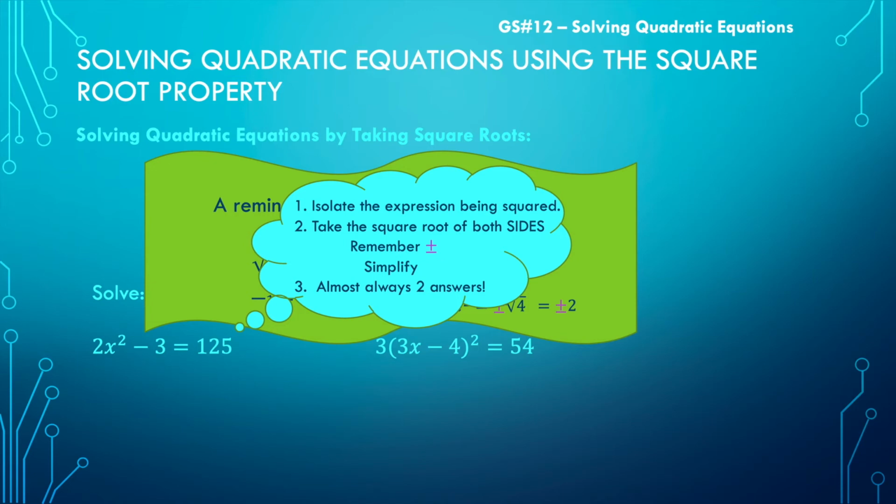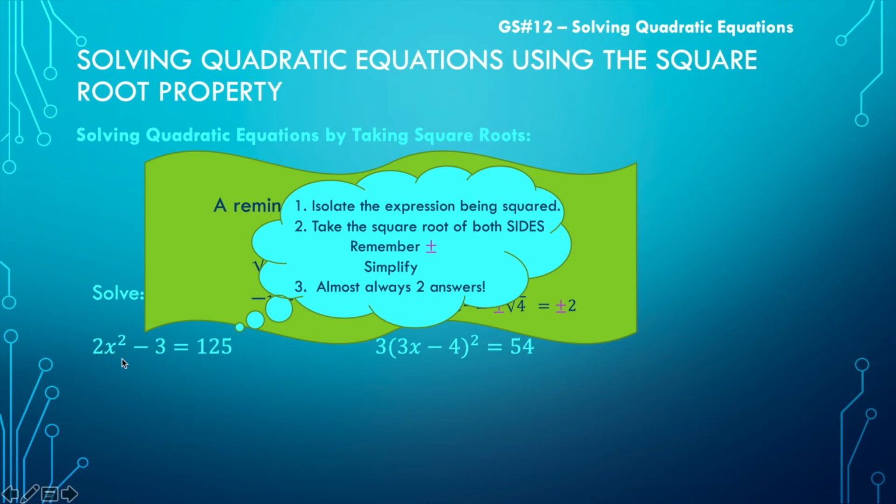Otherwise, we're going to end up with 2 answers. So let's work through these examples. Okay, so in this left-hand example, what is being squared? What is this squared attached to? Now, if you said 2x, I would have to disagree with you because that squaring is only on the x.